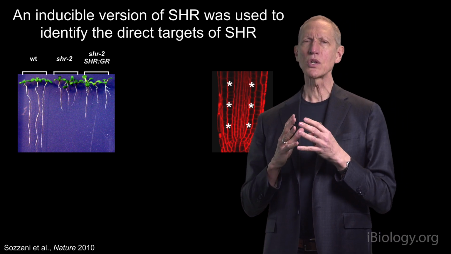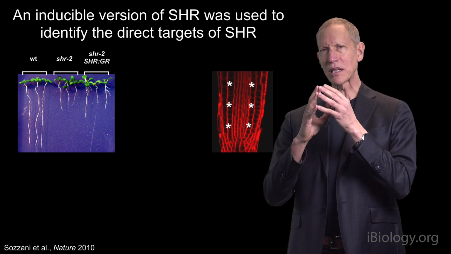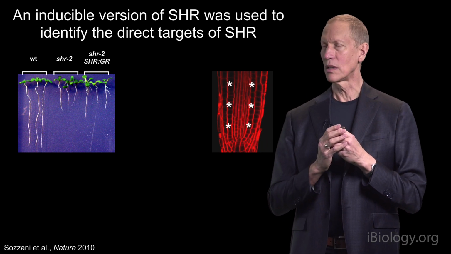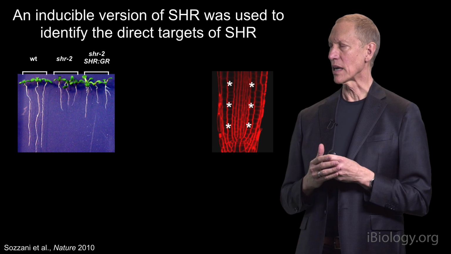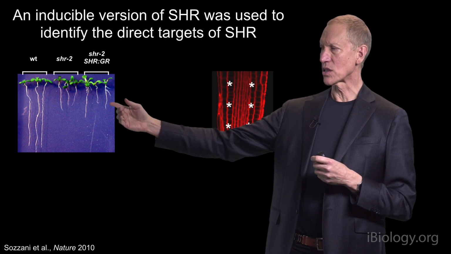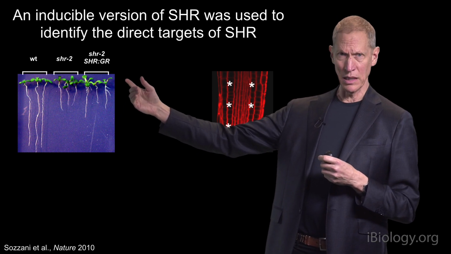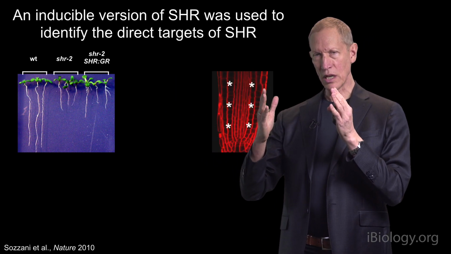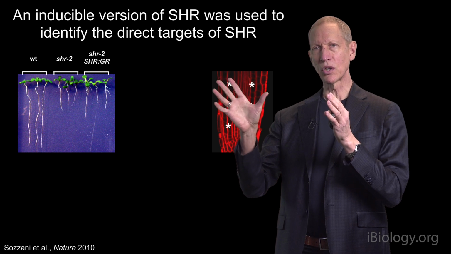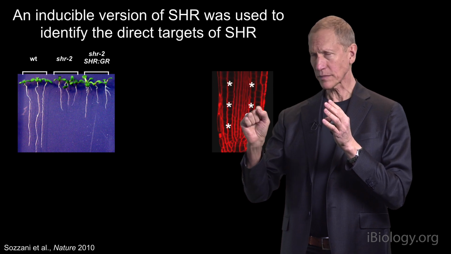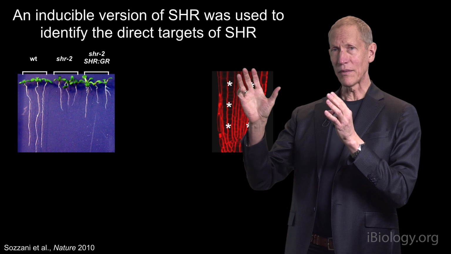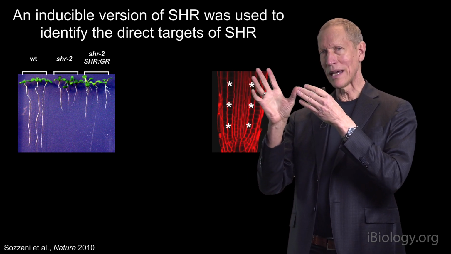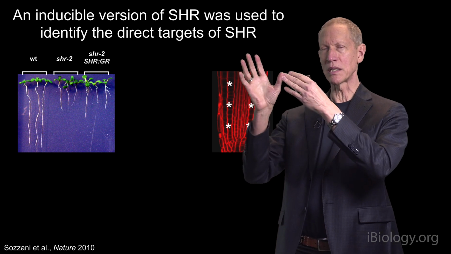Now, when I say inducible, what I mean is that in its normal form, without addition of the inducer, we see the short root phenotype. That's what you see here. This is the short root phenotype, but in this plant we've introduced the Short Root gene fused to something called the glucocorticoid receptor. What happens when that glucocorticoid receptor is attached to Short Root is that it keeps it from going into the nucleus.